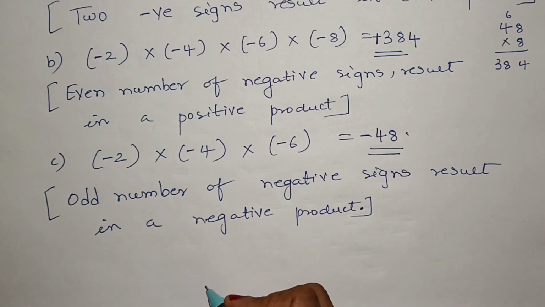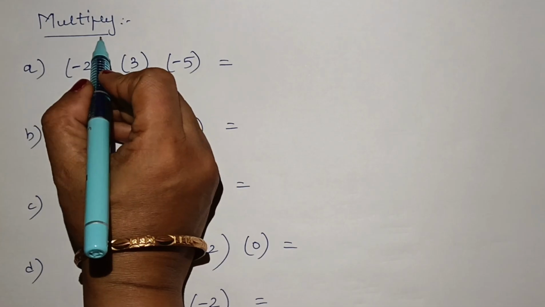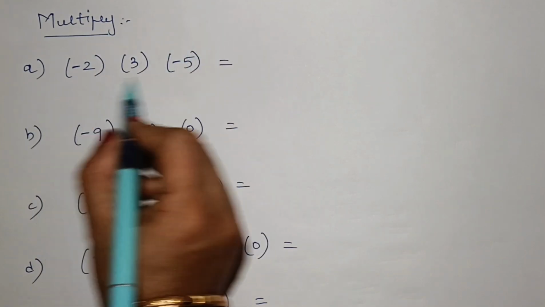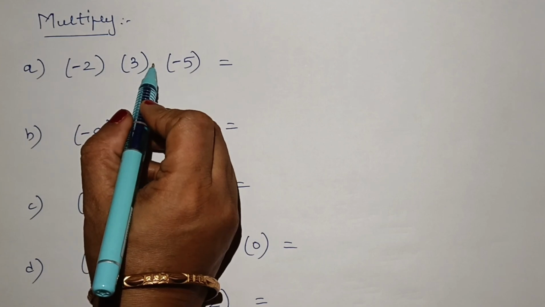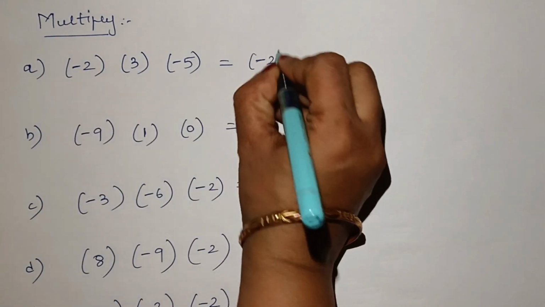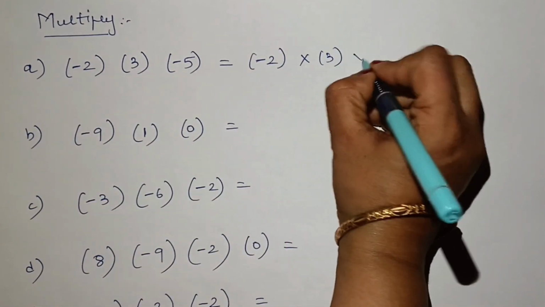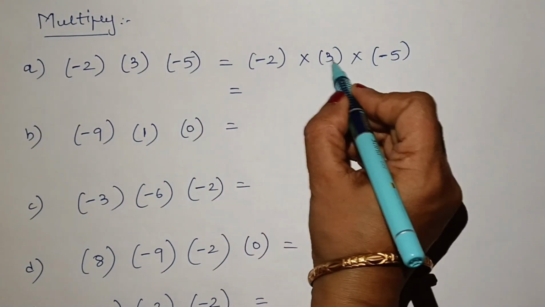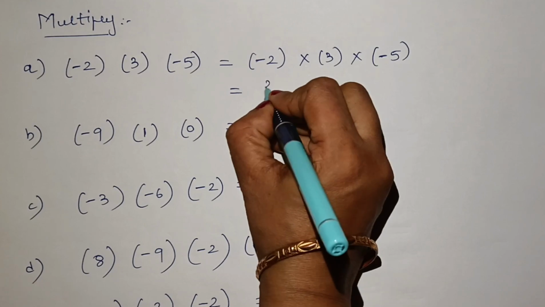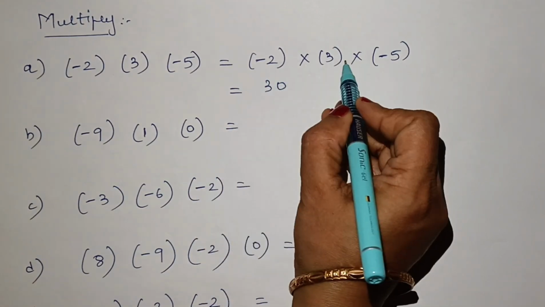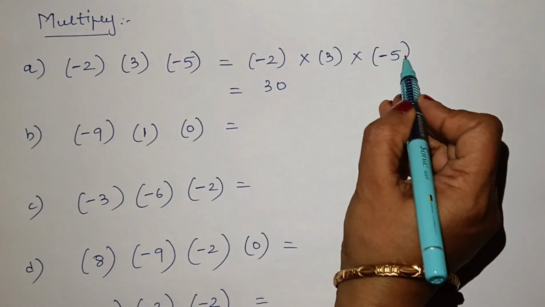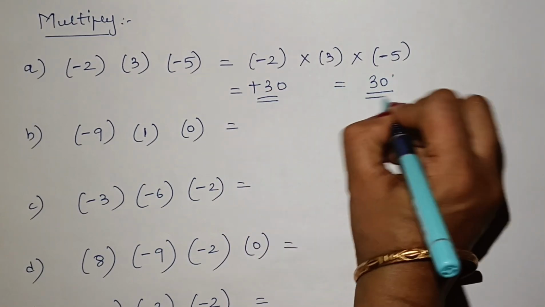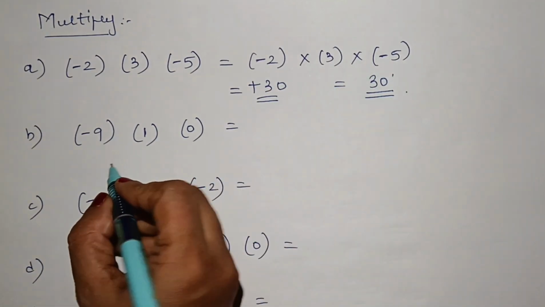Now let's switch to next examples. The question will be find the product. Now when you see the question, there is no sign. It means minus 2 into 3 into minus 5. First multiply all the numbers. 2 3s are 6, 6 5s are 30. Two negative signs result in a positive product. It means your final answer is what? 30. Now let's switch to the next sum.